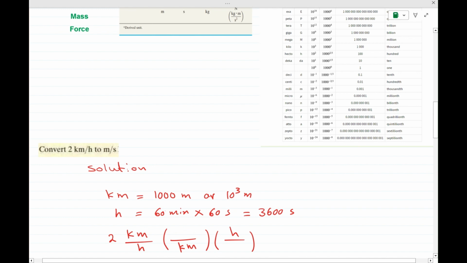So we need a term that is equivalent to a kilometer. Of course, it's 1000 meters. And for 1 hour, it is 3600 seconds. Now like terms can cancel each other, and we are left with 2000 meters over 3600 seconds. When you simplify this, that should equal 0.556 meters per second. And this is how you show every step.